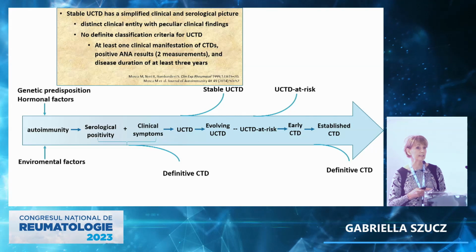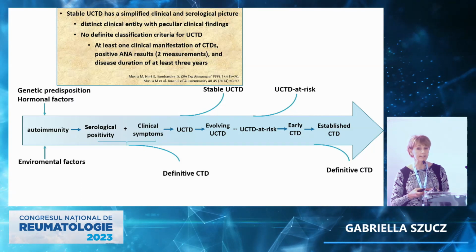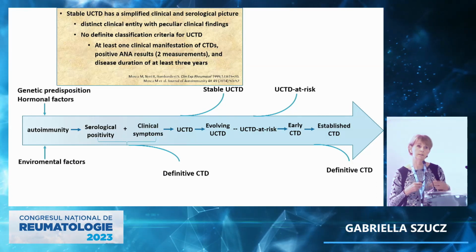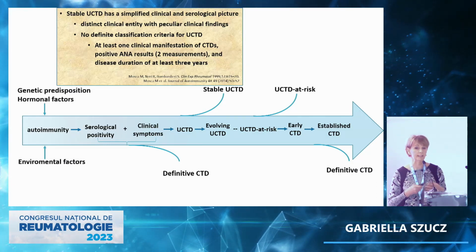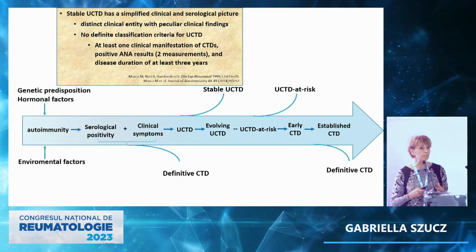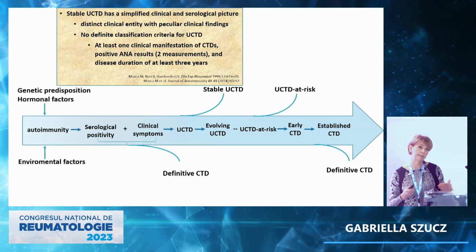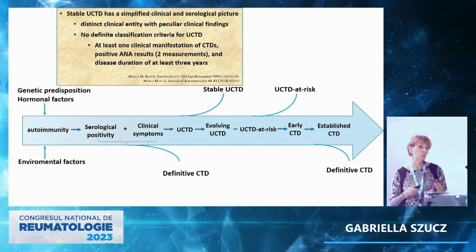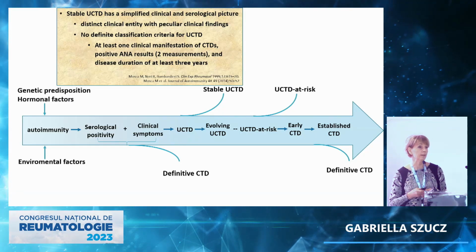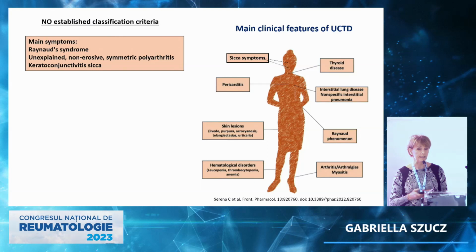What to do with these patients? The stable UCTD is a distinct clinical entity with peculiar clinical findings, and we know that no definite classification criteria for UCTD exist. The 3 main parameters called the classification criteria for UCTD could be at least one clinical manifestation of CTD, positive antinuclear antibody with 2 measurements, and a disease duration of at least 3 years.